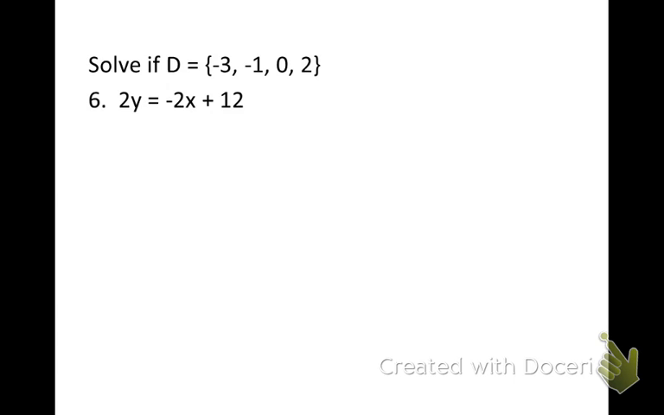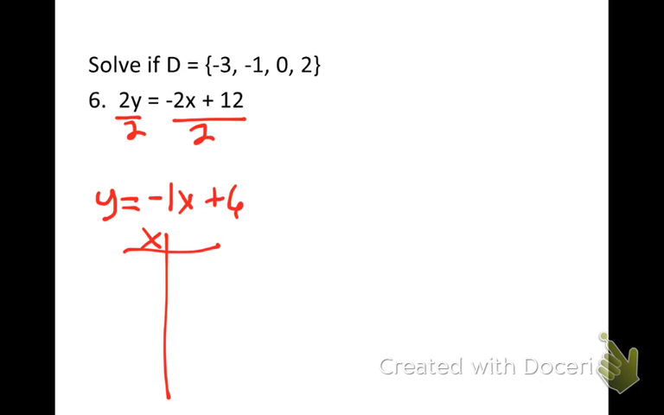And now here's why we did that. So we're going to use that in this problem. Before I start and make my xy table, I want to get my y by itself. So I'm going to divide everything by 2. So I get y equals, here they are divisible by 2, negative 1x, and 12 divided by 2 would be plus 6. So now again, I'm going to make an xy table.